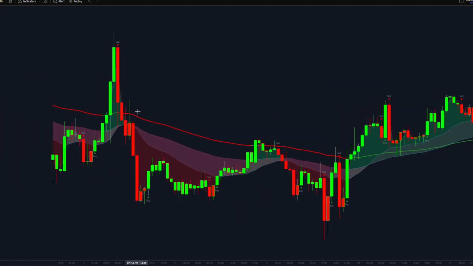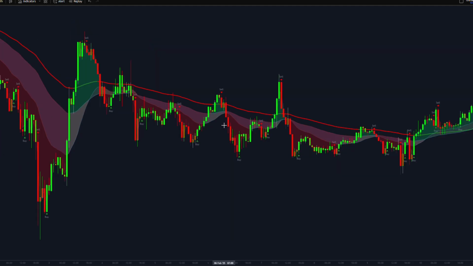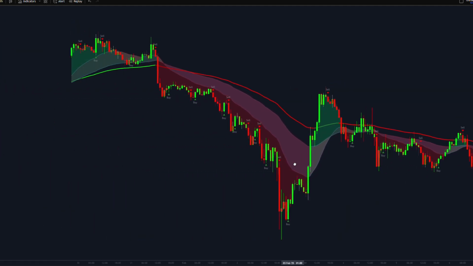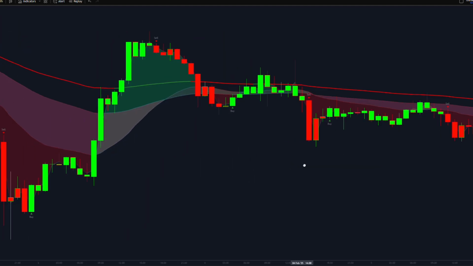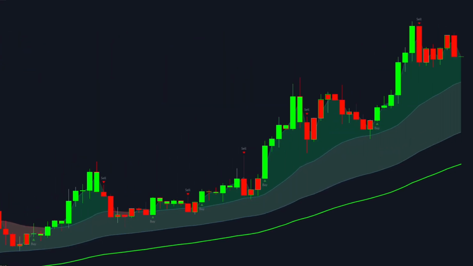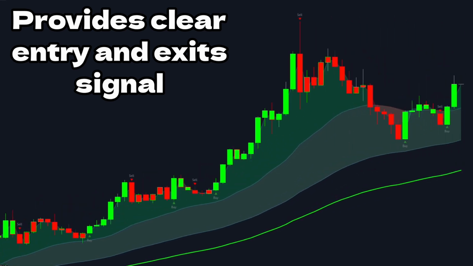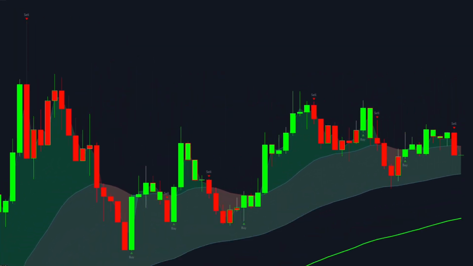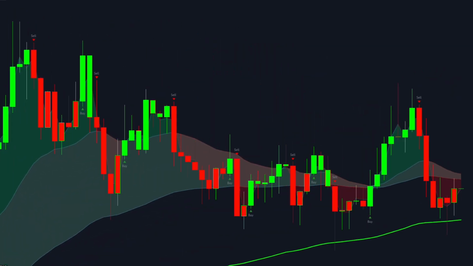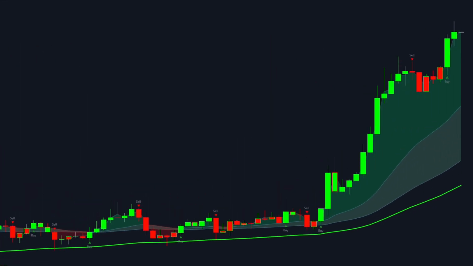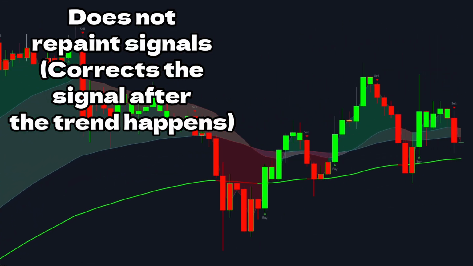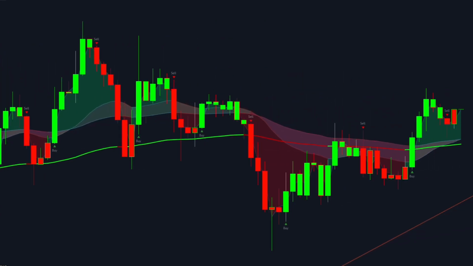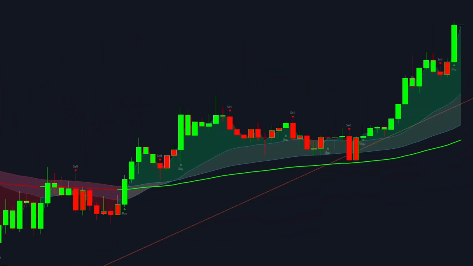Now this indicator doesn't give a clear description on how it works, so that is just what I put together. In testing this indicator, I'm going to give you the pros and cons. This indicator does provide a clear entry and exit signal, which makes it easier to make a decision on what you want to do. Another great thing about this indicator is that it does not repaint signals. Once a signal appears, it doesn't disappear or change, which is a big deal for backtesting strategies.